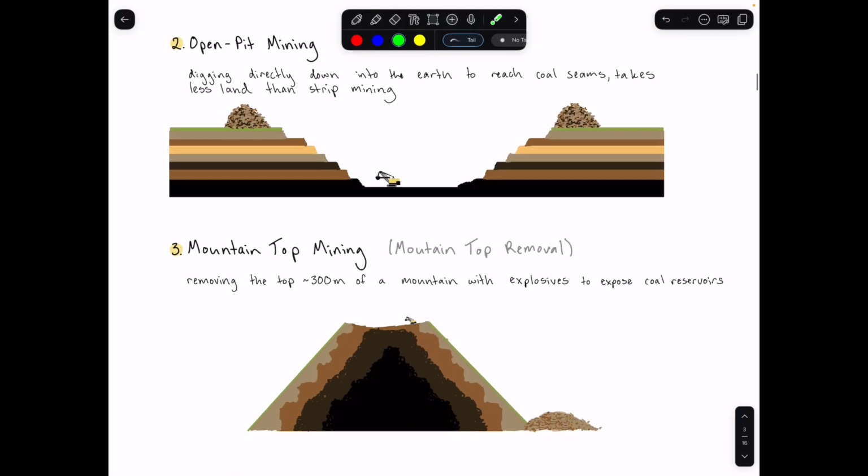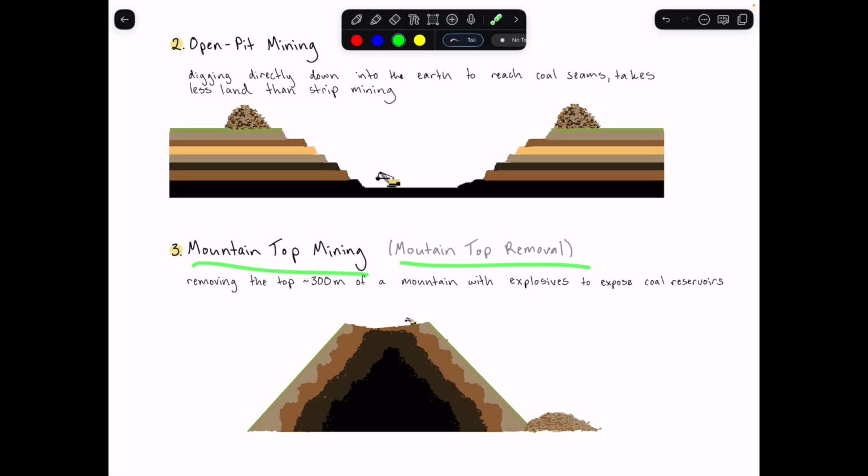And then the third method is mountaintop mining, otherwise known as mountaintop removal. And this involves removing the first 300 meters of a mountain, or about 1,000 feet, to expose the coal seams from within the mountain. So you can imagine in this little sketch here, the mountain used to be about that tall, but then miners use TNT typically to explode part of the top of the mountain off, and here you can see the sediment down at the bottom of the mountain. There's a little excavator here, and it's trying to access the coal that is deep within the mountain.